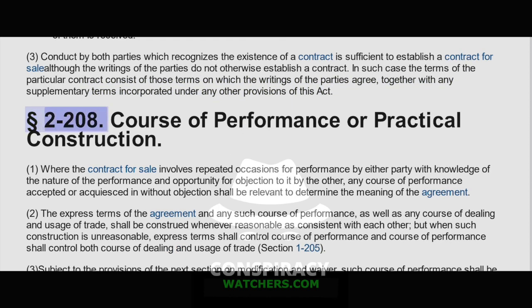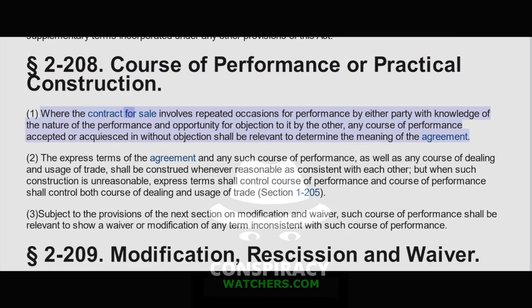Section 2-208. Course of performance or practical construction. Where the contract for sale involves repeated occasions for performance by either party with knowledge of the nature of the performance and opportunity for objection to it by the other, any course of performance accepted or acquiesced in without objection shall be relevant to determine the meaning of the agreement.